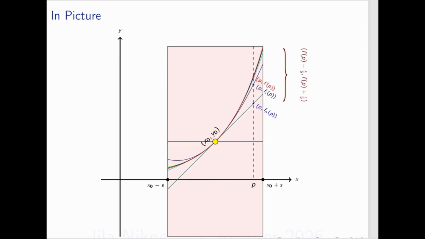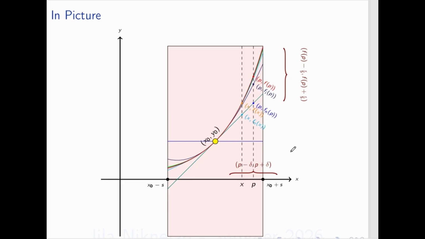Now, because f sub n, the fixed one, is continuous at p, we can find a delta interval around p, from p minus delta to p plus delta, such that the positive difference between f sub n at p and f sub n at x is going to be less than epsilon fifth for every x in this interval.